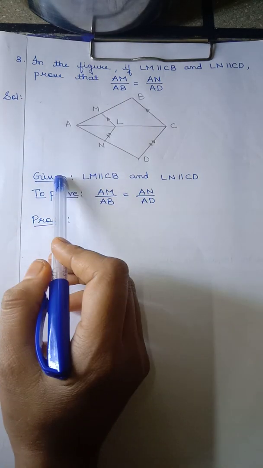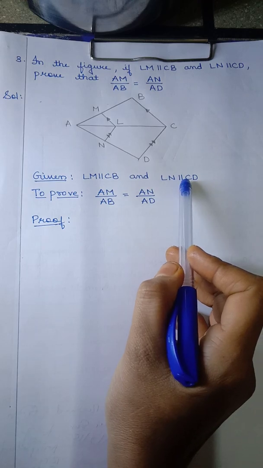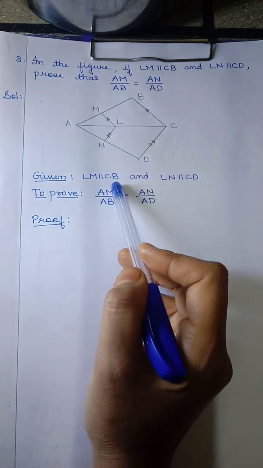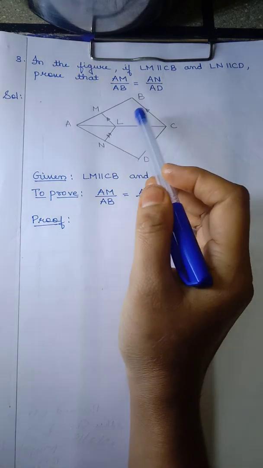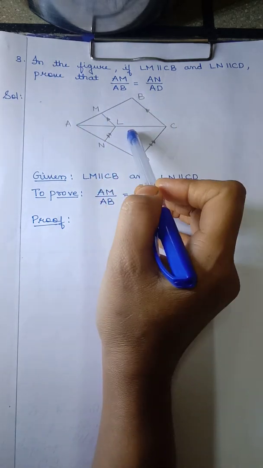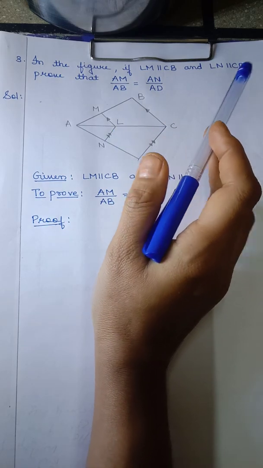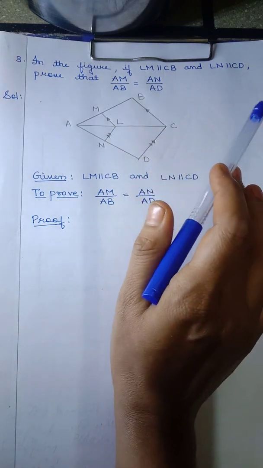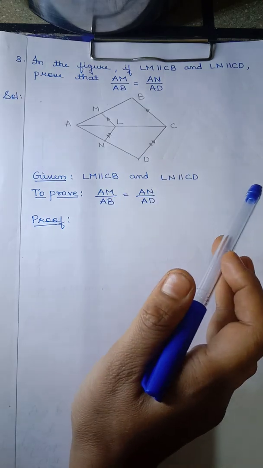So first write given: LM is parallel to CB and LN is parallel to CD, and to prove is also given, AM by AB is equals to AN by AD. Now how will you prove this, children? Firstly you have to take the triangle ABC. You can see the two triangles here. Lines are parallel, so you have to remember that you have to use the Thales theorem to prove that the sides are in same ratio.